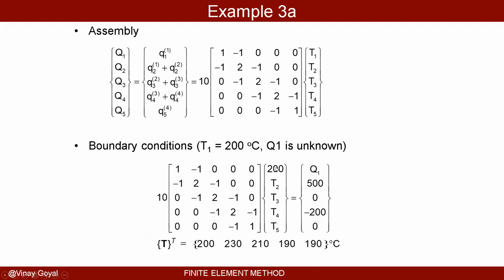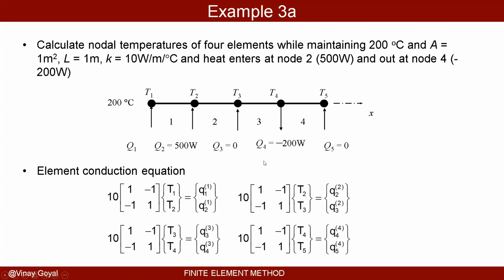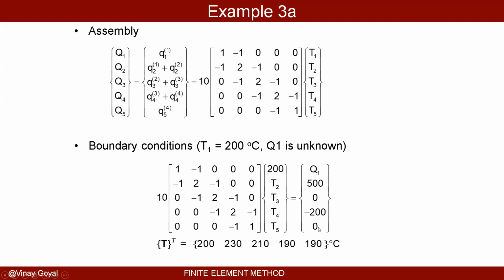Notice how that's Q1 because this is specified. I told you that heat is going in at 500. There's no heat going in at node 3. Nothing going there, nothing going there. 200 coming out, 0, no heat flux there. So now you have 4 equations for 4 unknowns. Solve for T2, T3, T4, T5. Find that, plug that in, and then you can find the heat flux Q1 that's required to keep that temperature at 200 degrees.